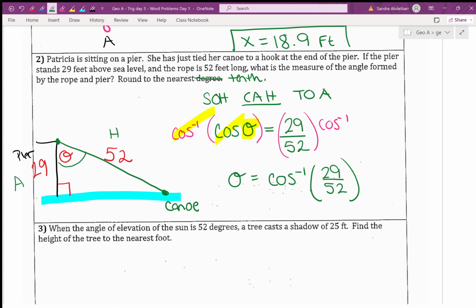So in your calculators, how do I get the inverse of cosine? Who remembers? How do we get the inverse of cosine on the calculator? Oscar? Second cosine. You got it. Press second cosine. Then you're going to type in 29 division sign 52, and you get 56.1 degrees.